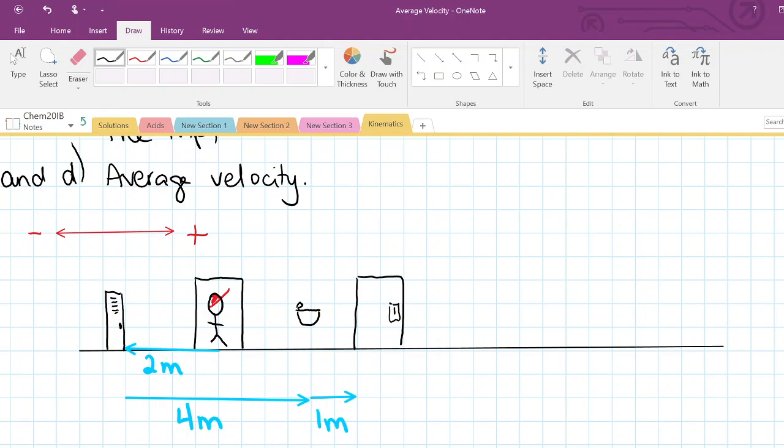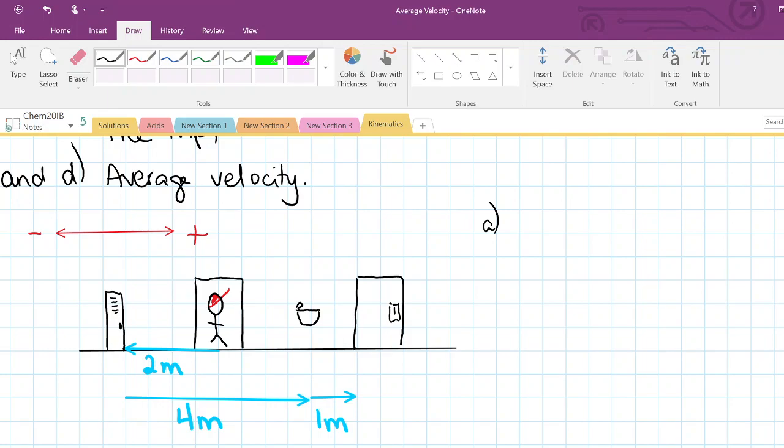And that's where he stops. So we got to figure out a couple of things. I'm just going to shorten this diagram a little bit here. We have to figure out first, part A, what is the distance that Nick traveled.